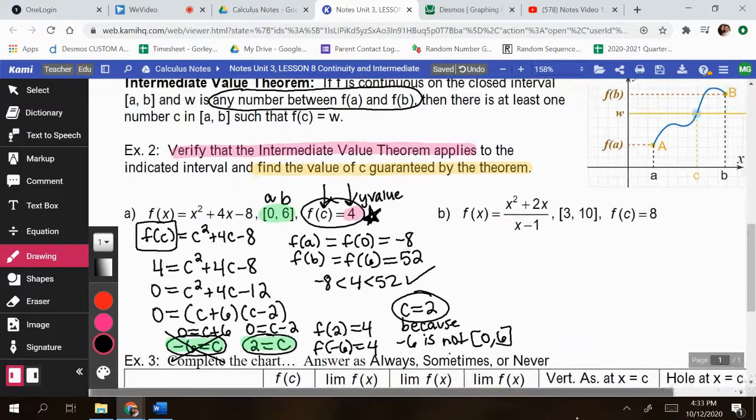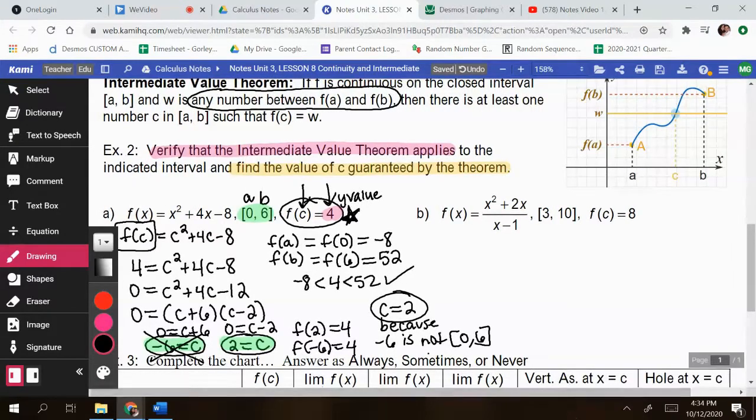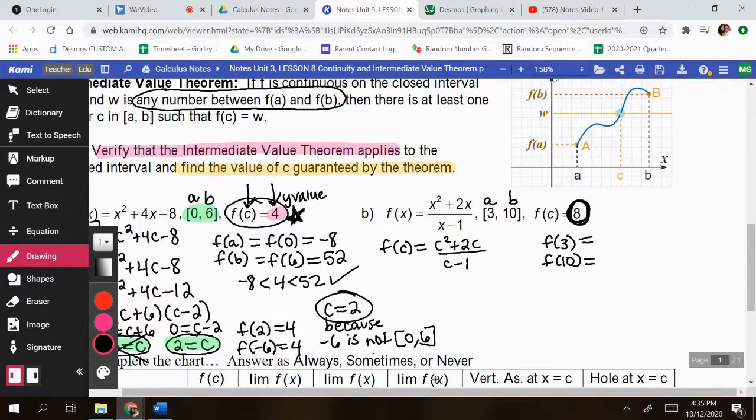Okay, let's try that again over here for part B. Again, we're going to start by verifying the intermediate value theorem applies. I'm going to rewrite this function in terms of c. So we'd have c squared plus 2 times c over c minus 1. Remember, we want the number 8 to be in between f of 3 and f of 10. So if I plug in 3, we'd get 3 squared plus 2 times 3 over 3 minus 1, which is what? 9 plus 6, which is 15 over 2.